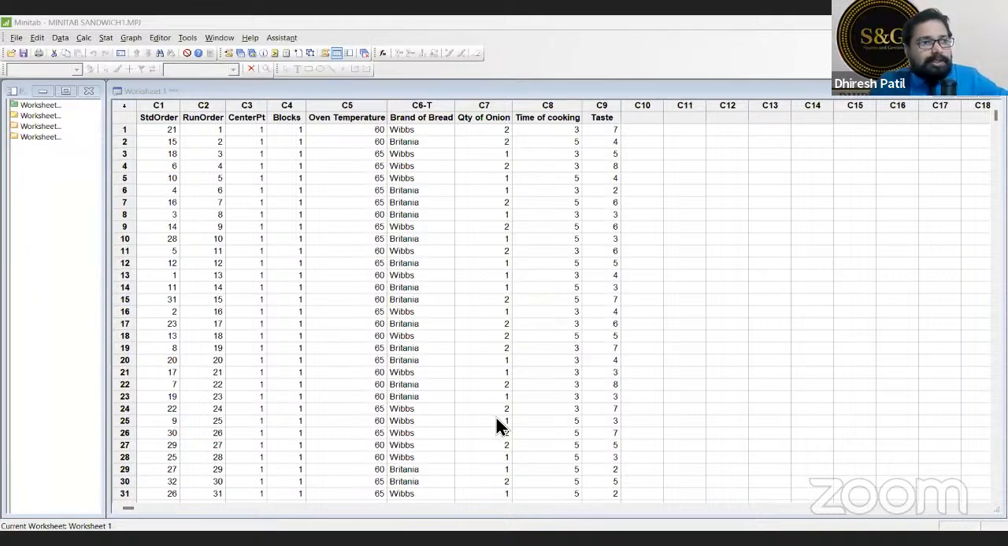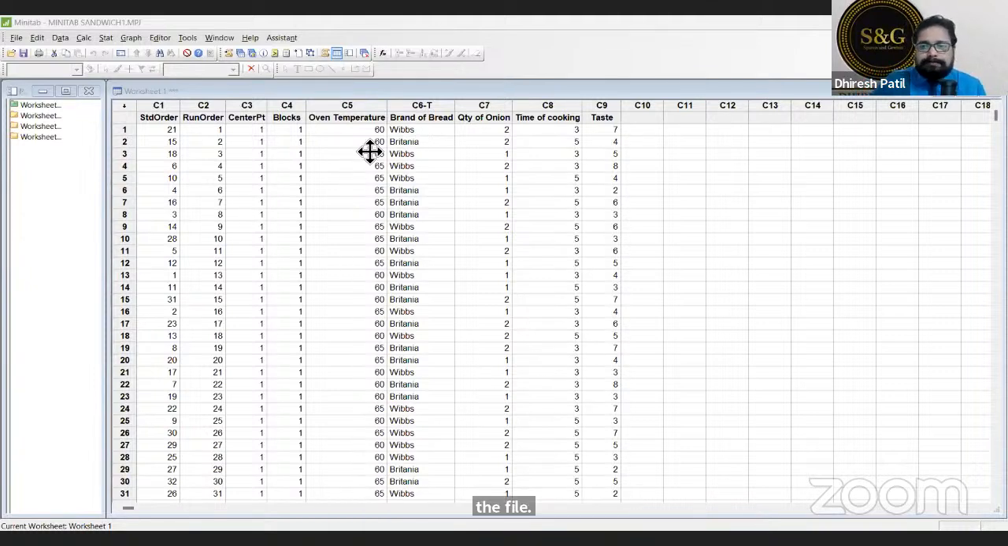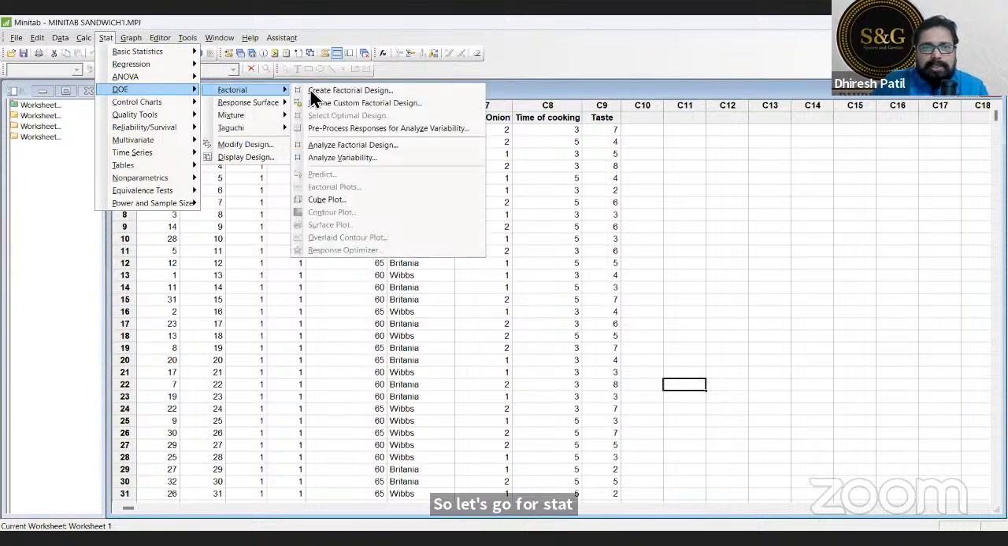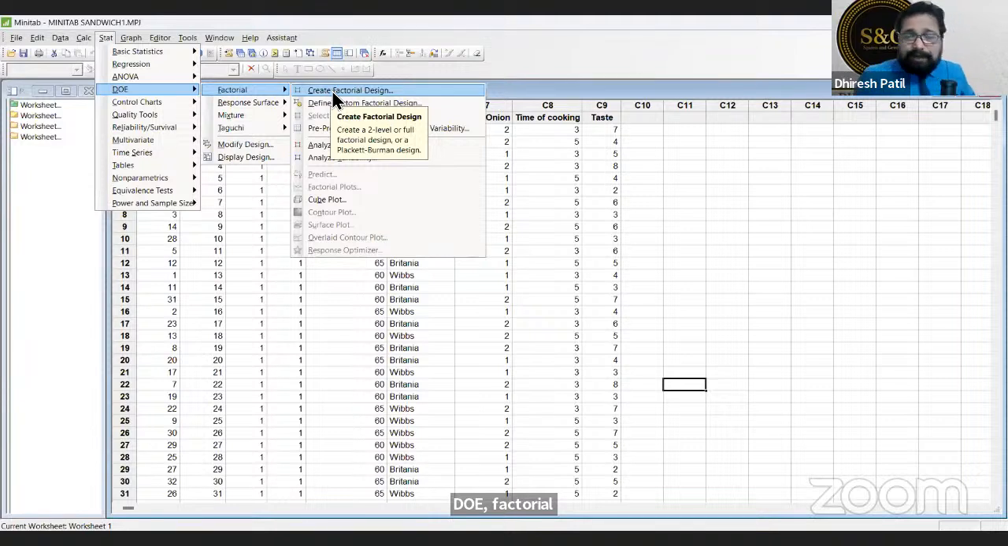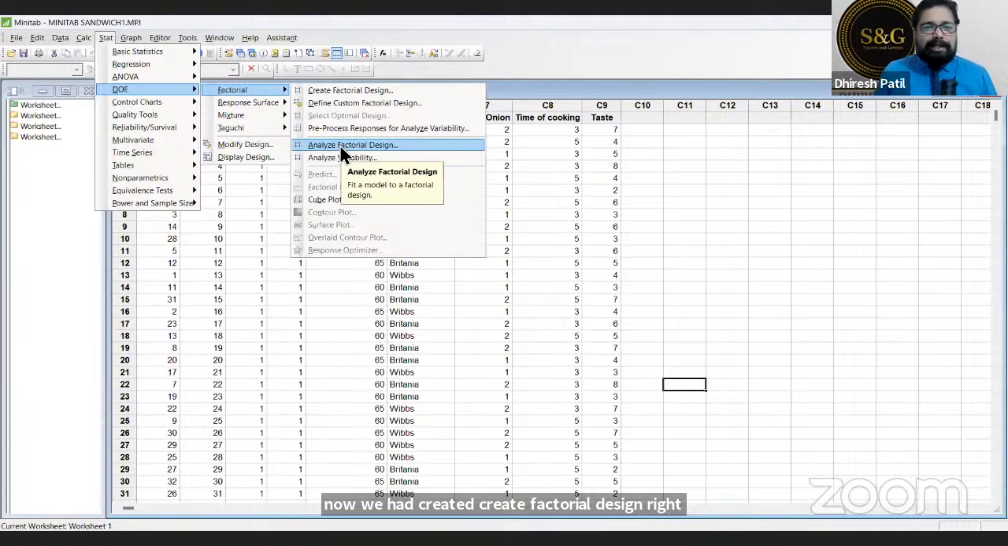I'm just waiting for all the other people to open the file. All right. Done. So let's go for Stat, DOE, Factorial. Now we had created the factorial design, right? Now we have to do the analyze factorial design. Everybody click on analyze factorial design. Just follow this: Stat, DOE, Factorial, Analyze Factorial Design.